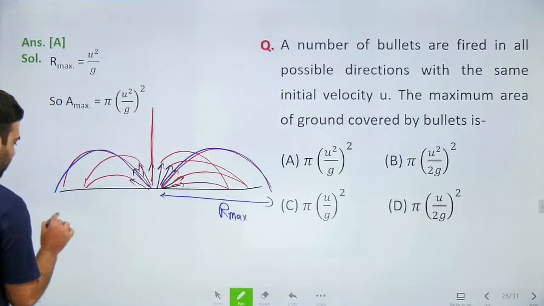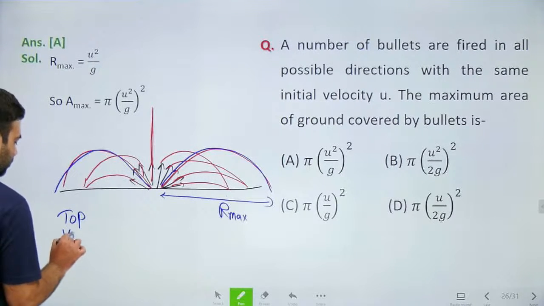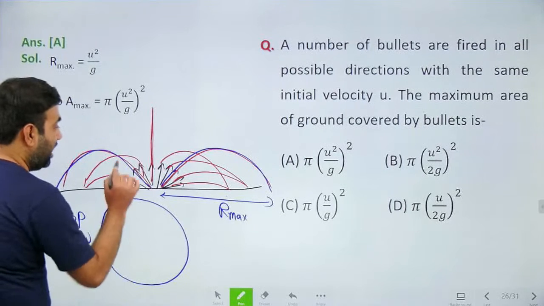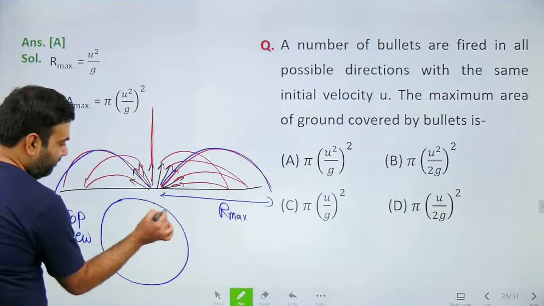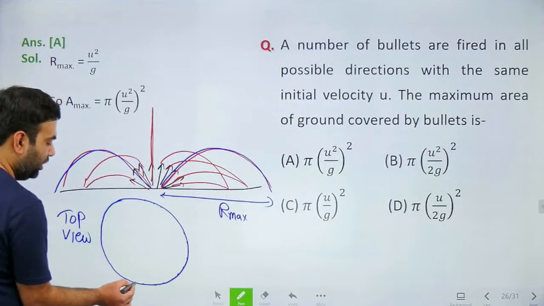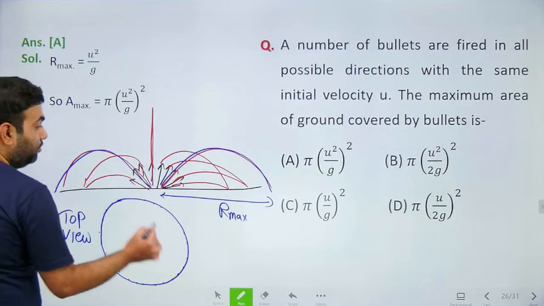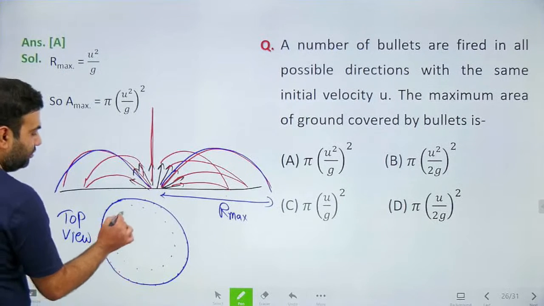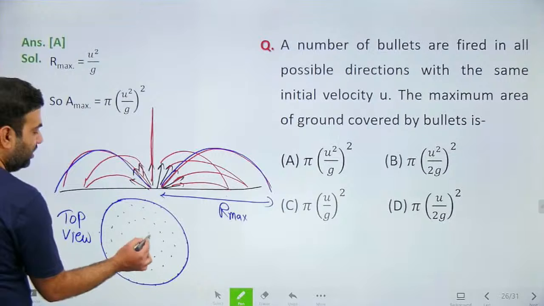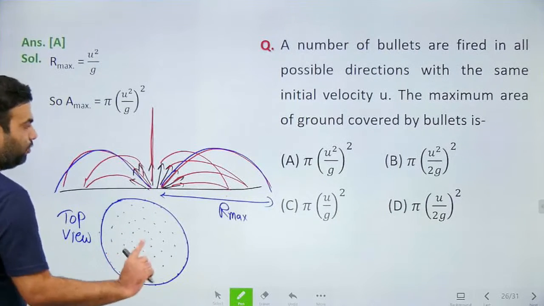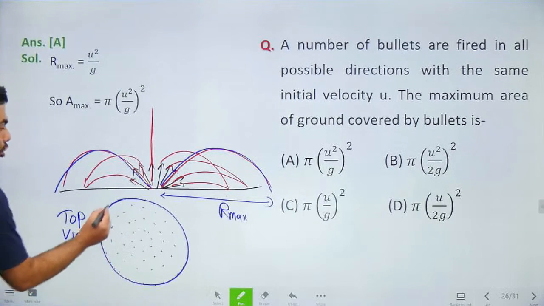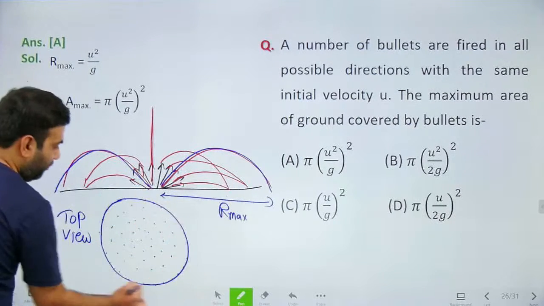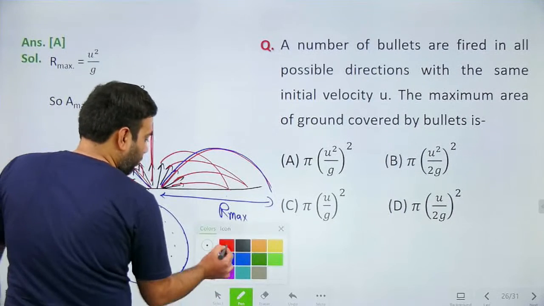So if you see the top view, what we will have? We have a circle covered by bullets, and on the periphery of this circle we are having those bullets which were fired from a 45-degree angle. Rest of all the bullets will be inside, and the bullets which were fired vertically upward will fall on the same spot. So on the periphery we are having the bullets which have maximum range, that means those fired at an angle of 45 degrees.